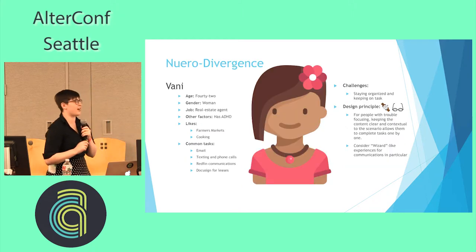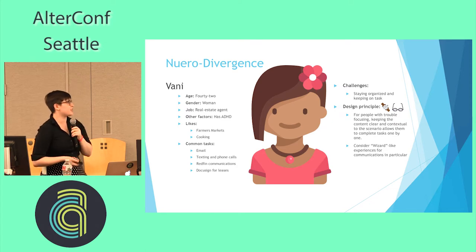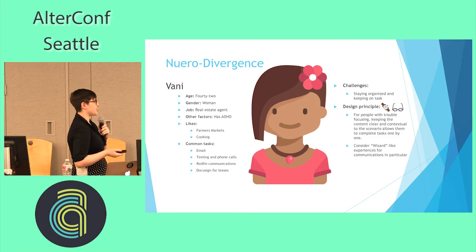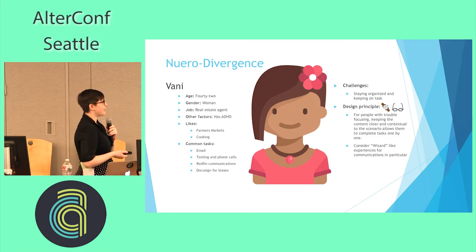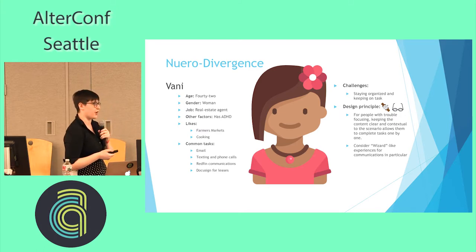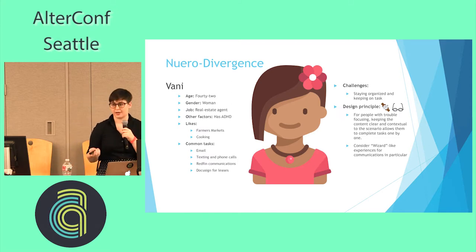Next, let's talk about Vani. Vani is 42, she's a woman, she's a real estate agent. She has ADHD. She likes farmers markets and she likes cooking. Her common tasks include sending email and texts and phone calls, and she uses Redfin and DocuSign daily for her clients.